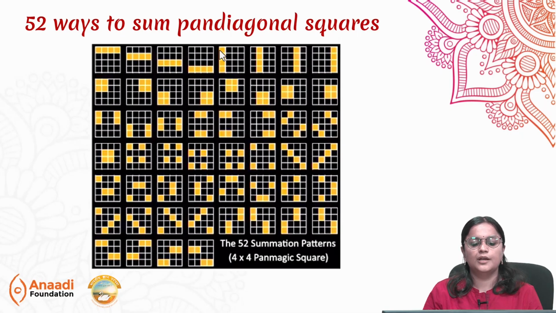So, the rows, the columns, specific grids of 4 quadrants that we are able to pick here, right, as you can see. So, these 52 unique ways of adding will give us the same magic sum, making it a 4 cross 4 pan magic square.